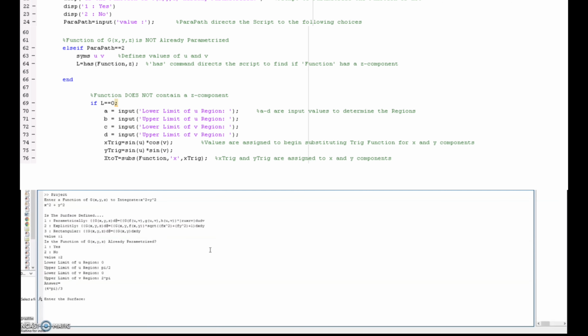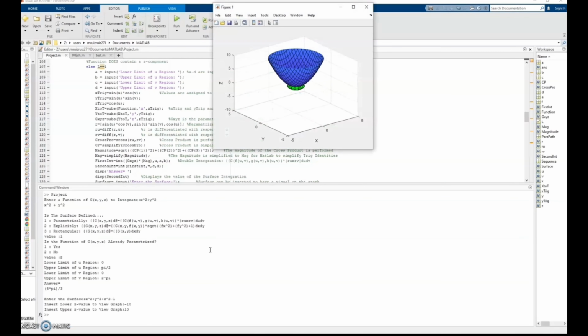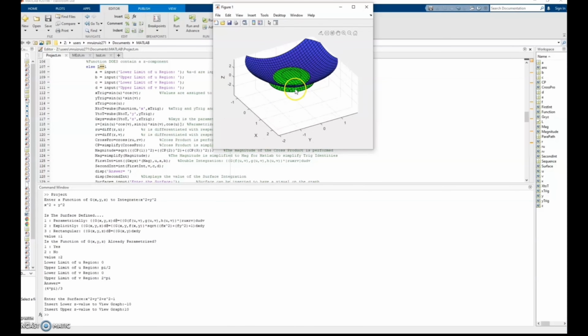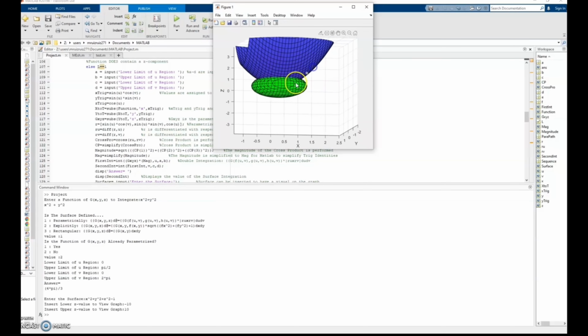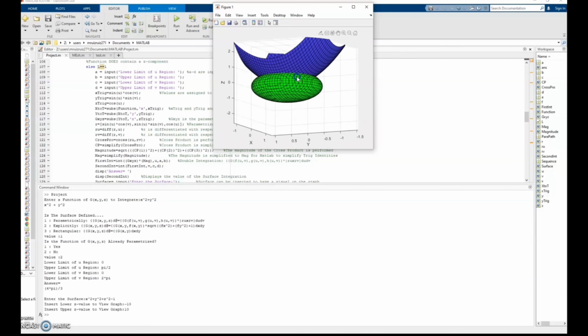We're given the answer 4 pi over 3, followed by more input asking us to enter the surface x squared plus y squared plus z squared minus 1. We are then asked to enter the lower z value to view the graph. We'll enter negative 10 and insert the upper value to view the graph, which will be 10. We are now given the graph in which we will see the surface in green and the function of x, y, and z parametrized in blue.